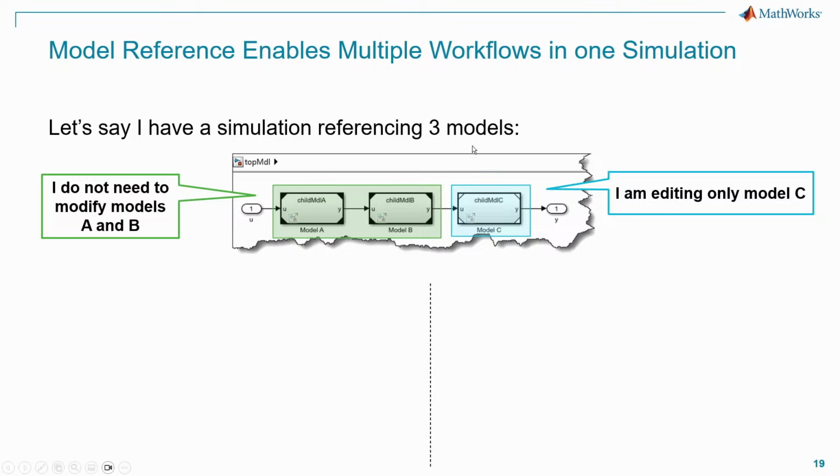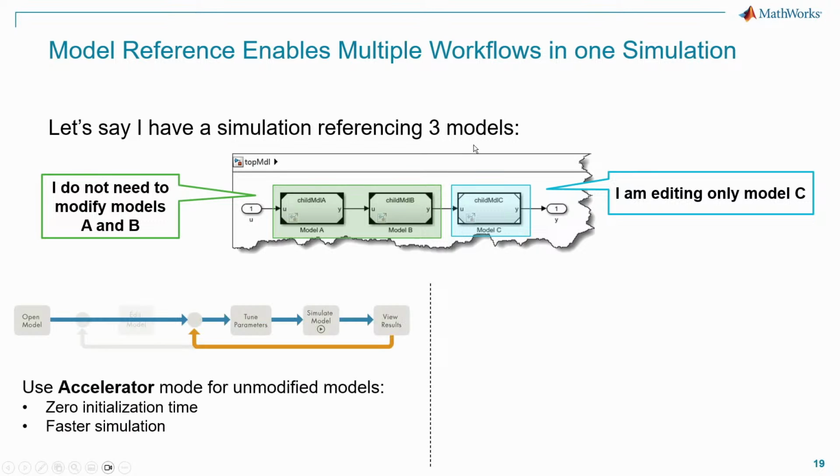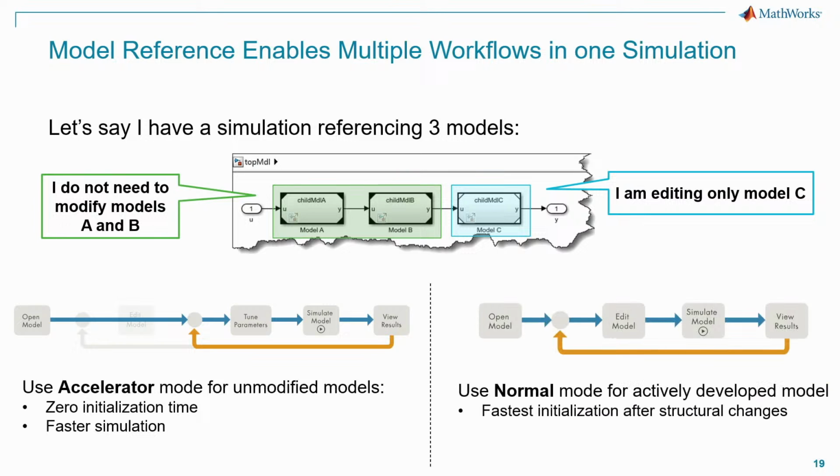So I'm going to put a line in the middle there, and what this gives me is that I'm able to use this tune, sim, repeat workflow for A and B, where because I put them in accelerator mode, you get zero cost for the initialization, and they will simulate as fast as possible. While on the other side, with Model C, since I'm editing at every time, I don't want to regenerate the accelerator target every time I click play because it takes time. So I'm going to have the faster initialization after making structural change on that side.